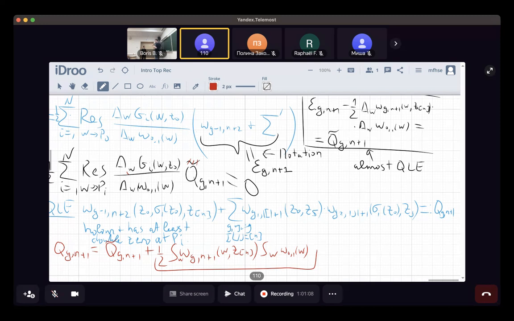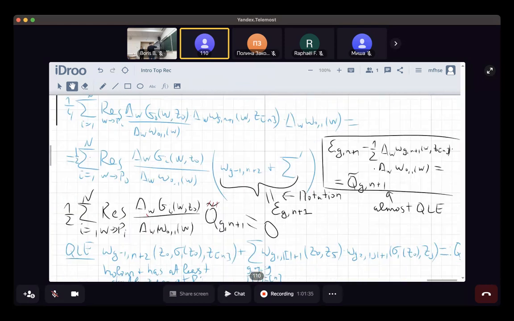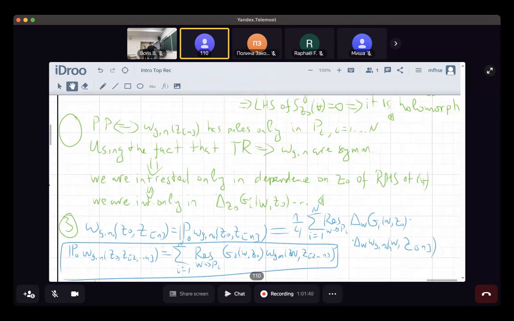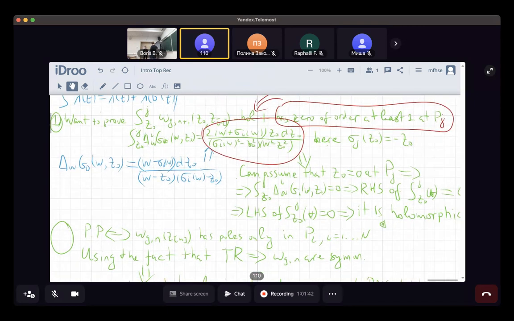And now what remains is to show that if the black equation holds, then this implies that Q_{g,n+1} is holomorphic at every ramification point and has a double zero there. So in order to show this, we need to go back to the formula for delta G, in blue. Here. Look at this formula.